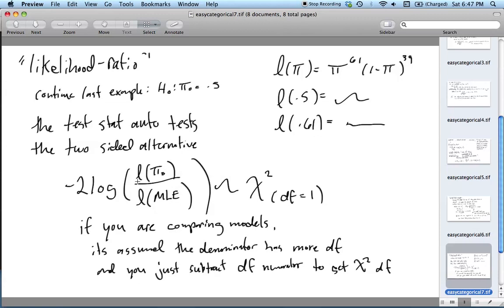As your null is closer and closer to your MLE, this thing gets closer and closer to 1. Log of this thing gets closer and closer to 0, but it's coming at it from negative. So then if you multiply that by -2, you'll get a small positive number, okay? And as we know from the chi-squared distribution, small positive numbers have unspectacular p-values.